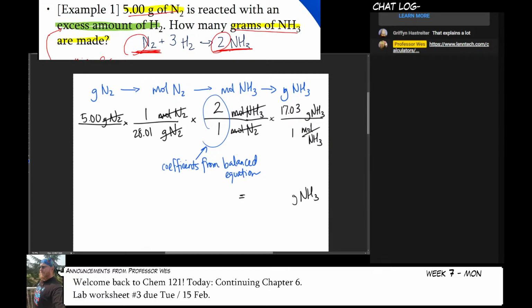And then finally, we got to use our calculator to multiply all the numbers together. So that is 5 times 2 times 17.03 divided by 28.01 and a bunch of ones. And I get 6.08 grams of ammonia. Last thing we should do, how many sig figs? These two numbers are counted, and so have infinite sig figs because they are exact.